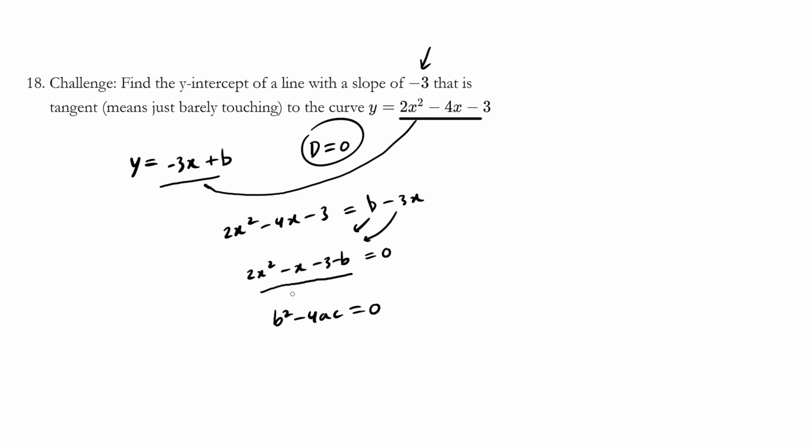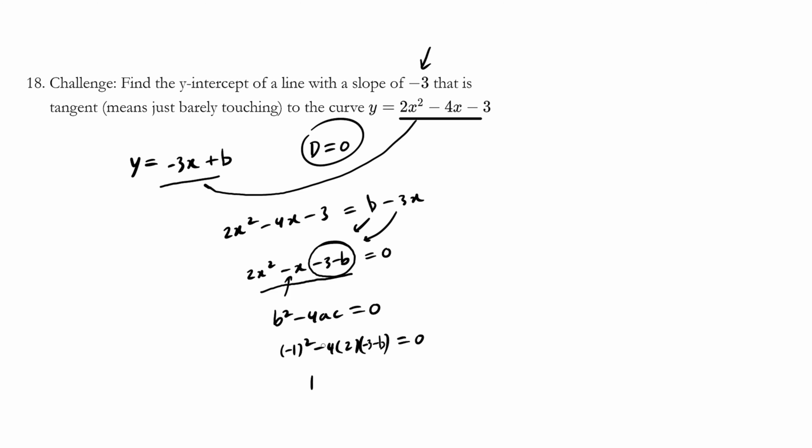Let's attack the discriminant. The b value happens to be -1. So -1 squared minus 4. A happens to be 2. And c happens to be this entire business here, the leftover. This is -3 minus b. So we're almost done. We can solve for b because there's only one unknown and we have an equation. We just have to be careful.